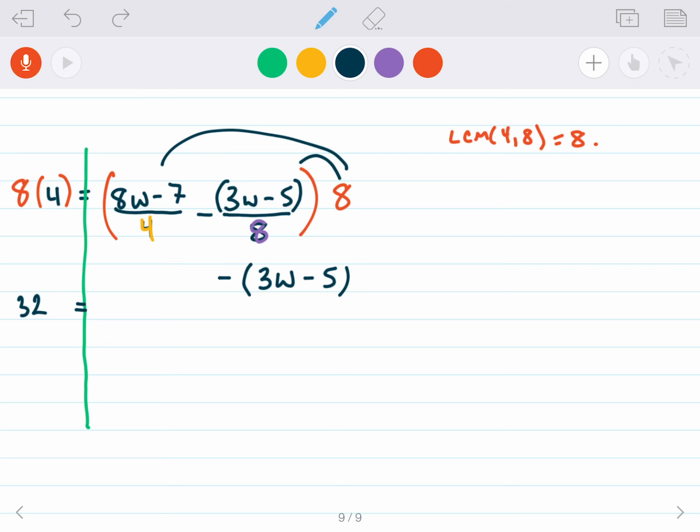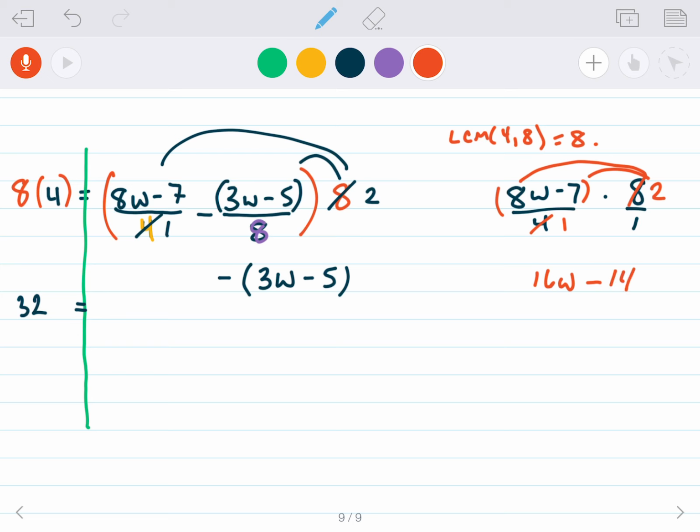Distributing 8 to the other one, 4 goes into itself once, it goes into 8 twice. I'll do it over here so you guys can see how that works. So on the diagonal, 4 goes into itself once, it goes into 8 twice. Then I need to distribute, I'm multiplying on top, so I need to multiply the 2 by everybody in there. So 2 times 8w is 16w, and 2 times negative 7 is negative 14. All right, so this is 16w, negative 14.